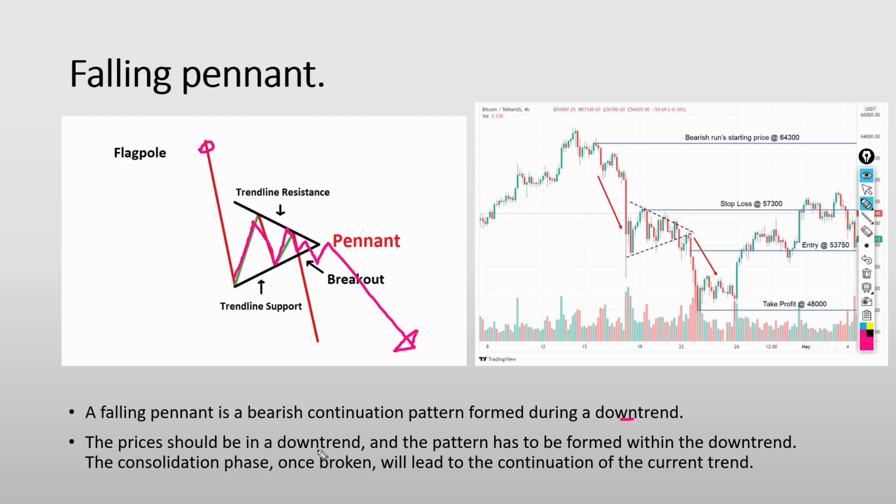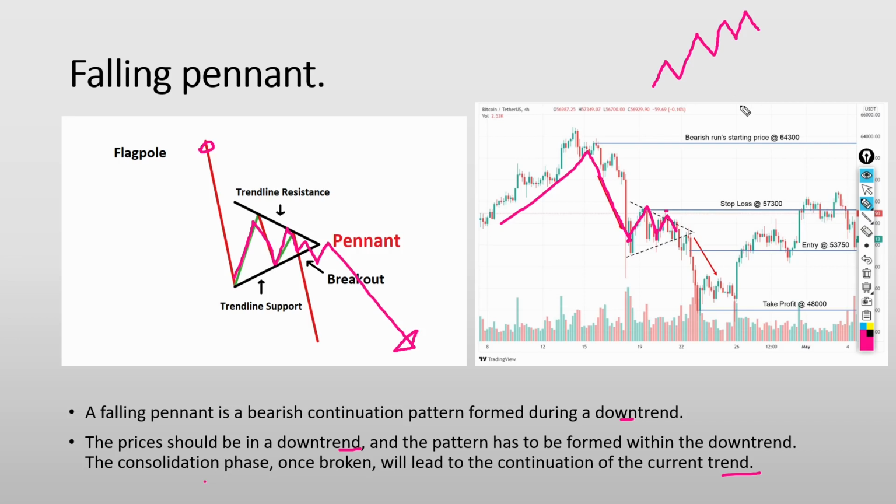So the price should be in a downtrend. That's number one thing to note. And the pattern has to be confirmed within the downtrend. So the consolidation phase, once broken, will lead to continuation of the current trend. Okay, so for example, look here, a clear downtrend. After the price falls parabolically, we can see that the price looked like it wants to create a new uptrend. But this uptrend was not confirmed because this swing high here was supposed to have come in this format, okay, higher high, higher low.